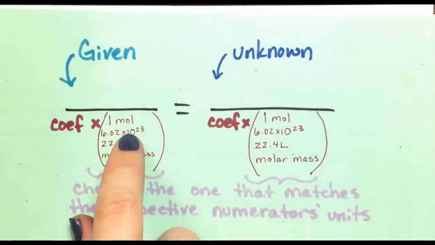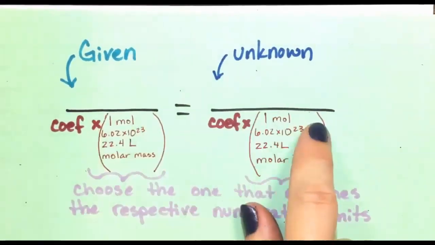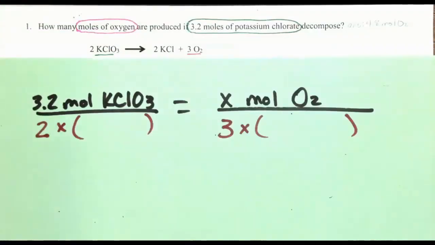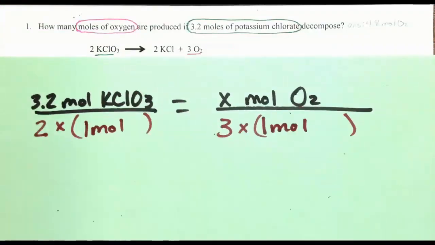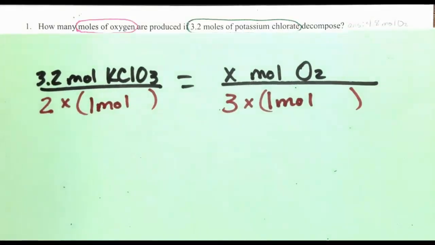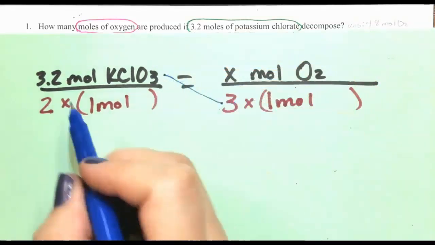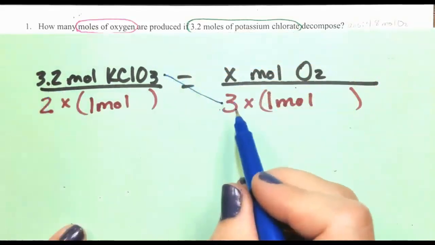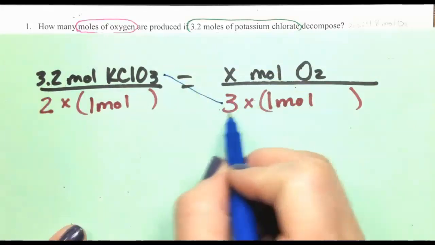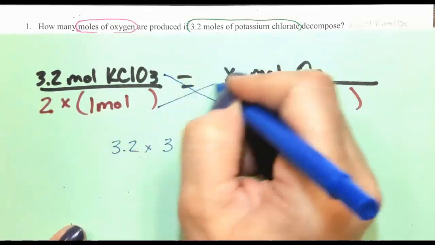And so we're going to choose moles because both of these have moles in their numerator. So we're going to put 1 mole and 1 mole in the parentheses in the denominator. Now we're going to cross multiply this in order to solve for it. So to cross multiply, first we're going to have this times this. That's 3.2 times 3 times 1, which is 3. And then equals, and now we'll do this times this.